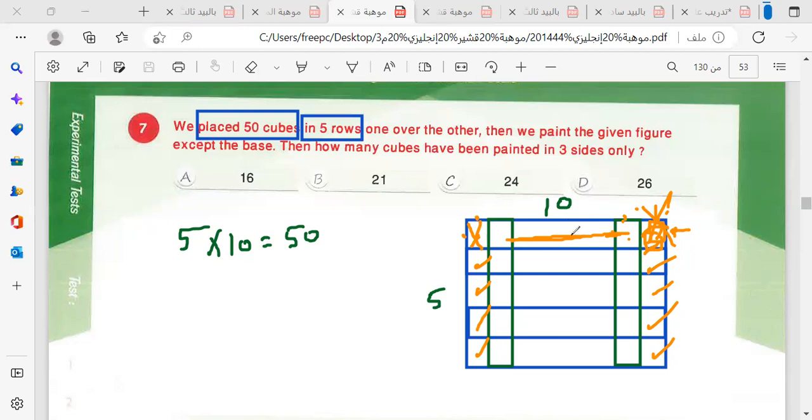So how many cubes do I have here? I have only 3, 8. And here will be 4. And here will be 4. So how many cubes do I have? 8 cubes in the bottom, 8 cubes in the top, and 4 on the left, plus 4 on the right. Then you add them, equals what? 16 cubes.